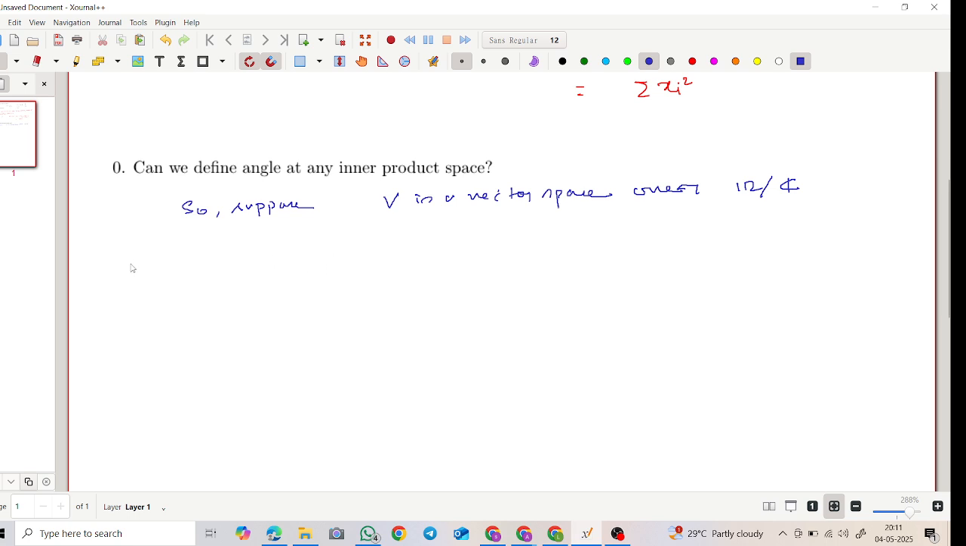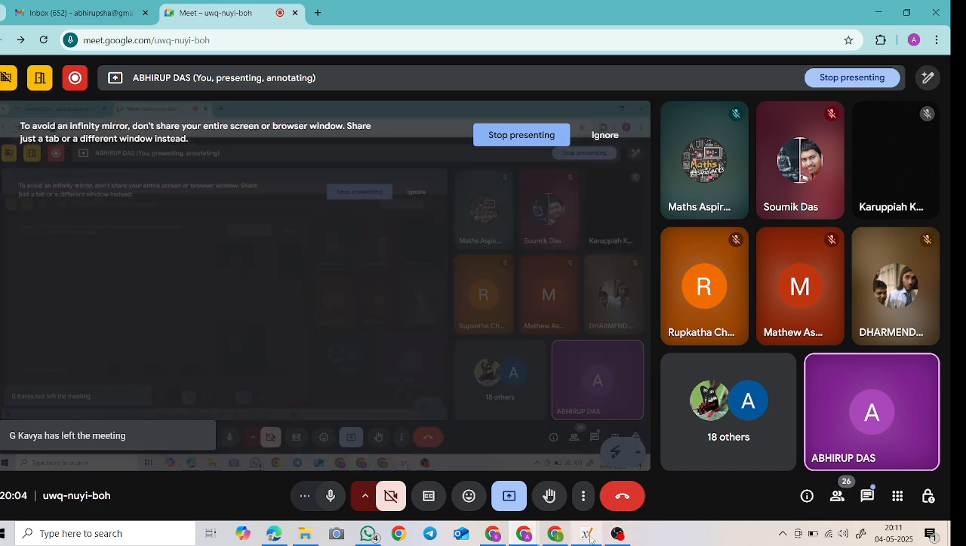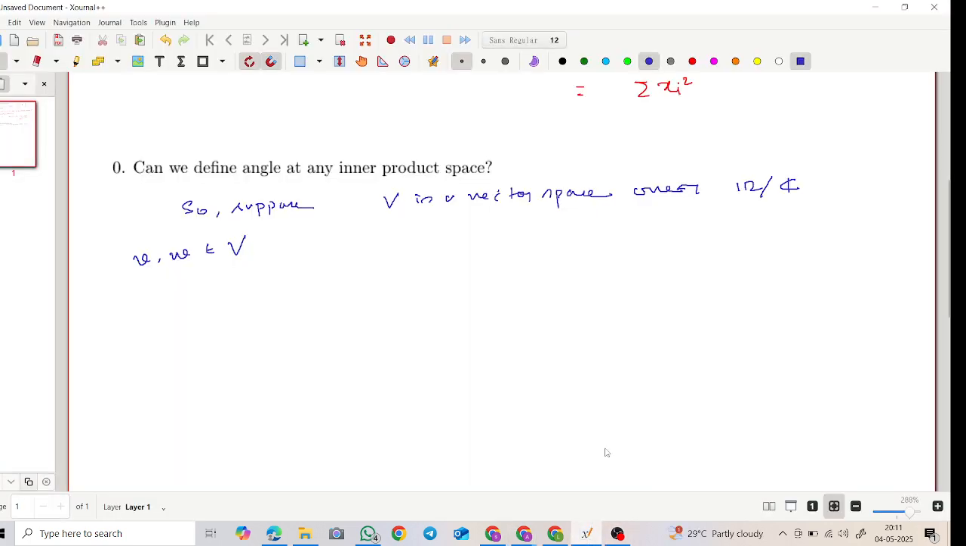By that I mean, suppose you take v and w belonging to capital V. Can you define an angle between v and w? Because you see, this might be an infinite dimensional vector space, so no longer do you have those pictorial diagrams. So can we do that? The answer is yes.